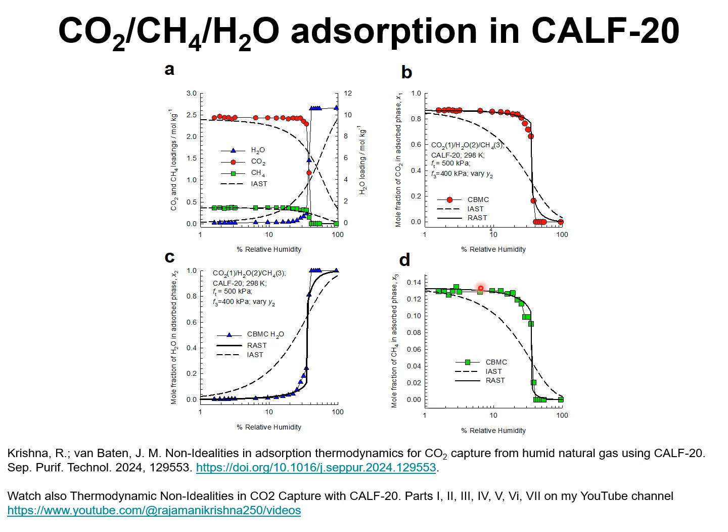The segregated nature of mixture adsorption results in deviations from thermodynamic ideality. The ideal adsorption behavior is indicated by the dashed lines. The CO2 mole fraction in the adsorbed phase and the mole fraction of methane in the adsorbed phase are significantly higher than the IAST estimates due to the segregated nature of adsorption. Conversely, the water adsorption in the adsorbed phase is significantly lower than anticipated by the IAST.